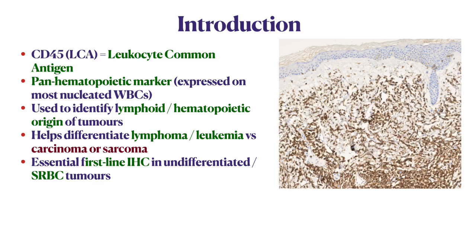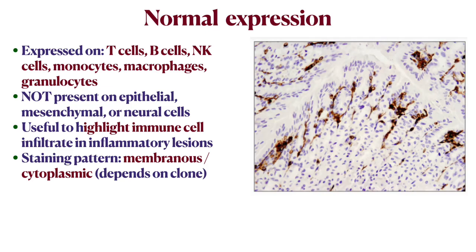It is used to identify the lymphoid or hematopoietic origin of tumors, and hence it helps us differentiate between lymphoma or leukemia versus carcinoma or sarcoma. It is the first line IHC marker for undifferentiated or small round cell tumors.